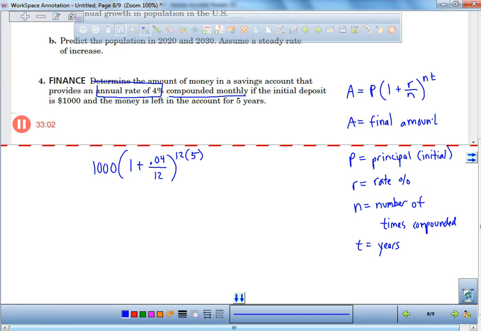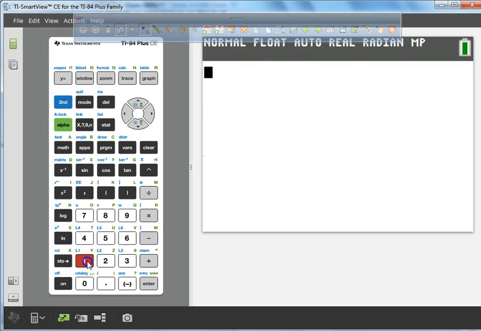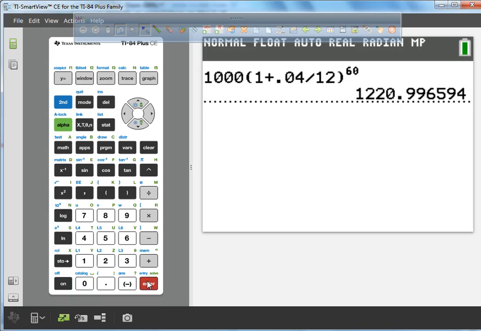So here we go. Go to your calculator. This is the last thing we're going to do today. Check it out. We're starting with what? 1,000. With $1,000. We're doing 1 plus 0.04. What are we dividing that by? 12. Close it. Raise it to the power of what's 5 times 12? 60. And in 5 years, how much money will you have? Not that much.